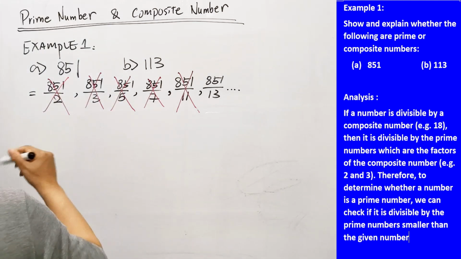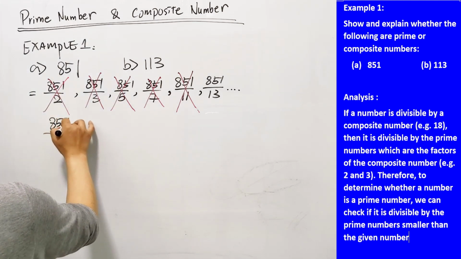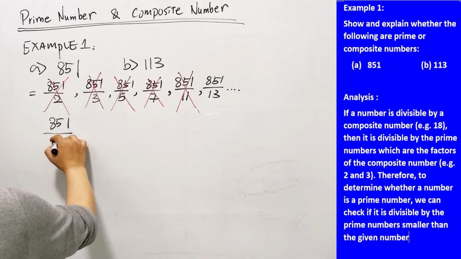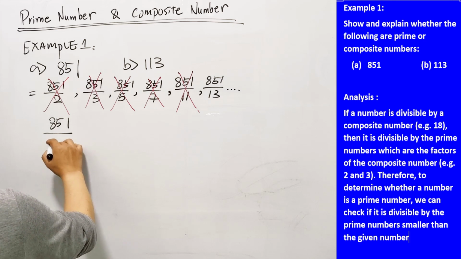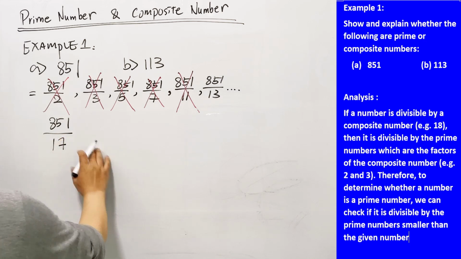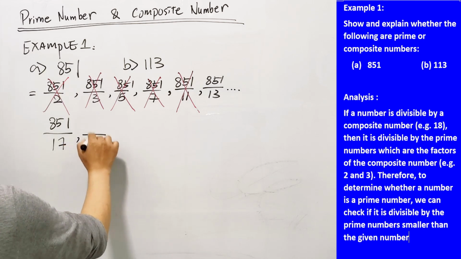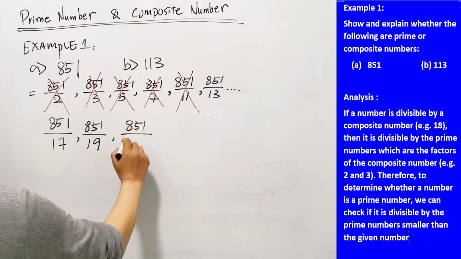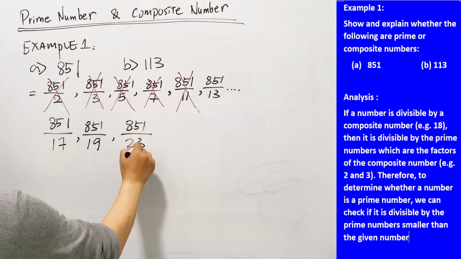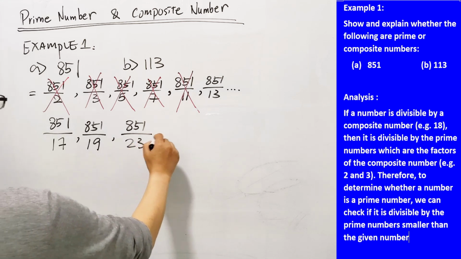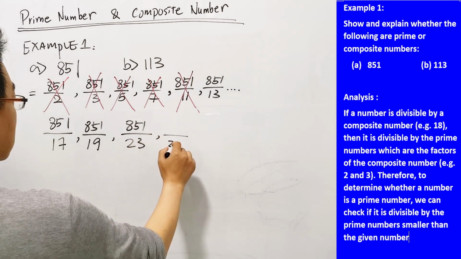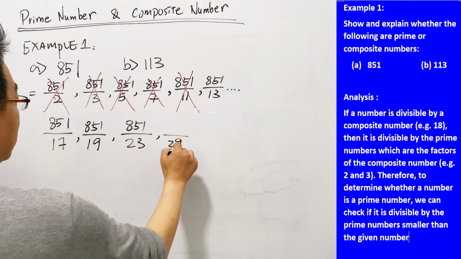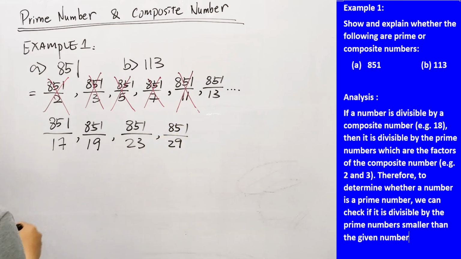Okay, the next one is 13. So what is the next number? The next number is 17, right? After this is 19, right? After this is 23, right? And so on. Afterwards, this is 73, after that 77, 79. Okay, sorry, it's 79. They are all the prime numbers.